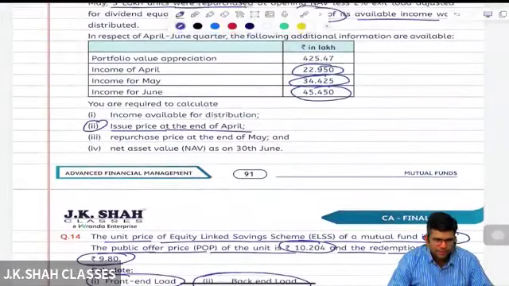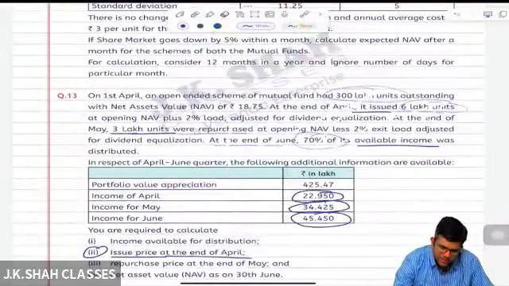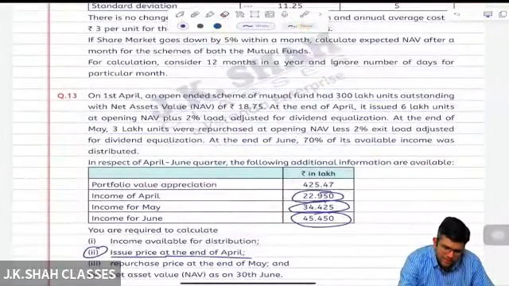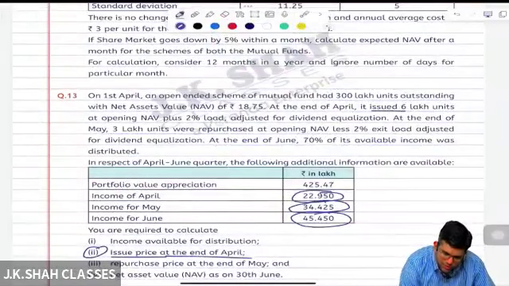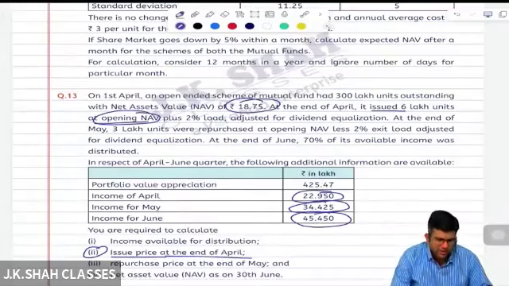Students, look at me. Can I say at end of April you issued 6 lakh units? No? At what price did you issue is the question. So they have mentioned here in the question only that when we issued, we issued it at opening NAV only, which means, can I say we must have issued it at 18.75? Take 18.75 on Kelsey.